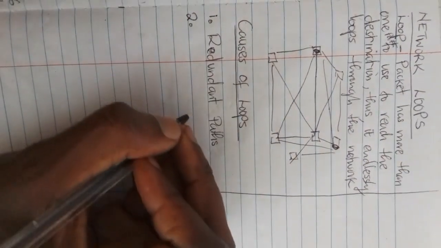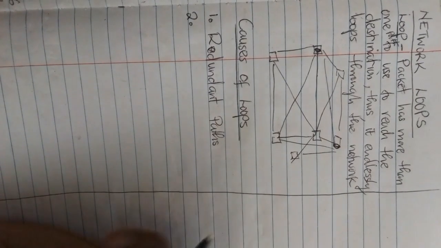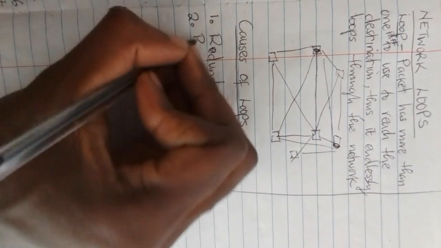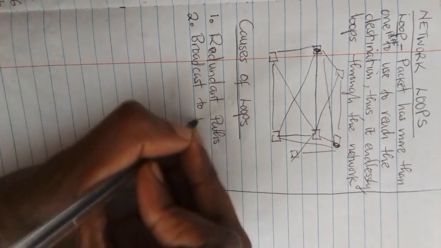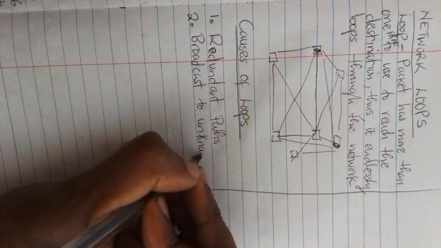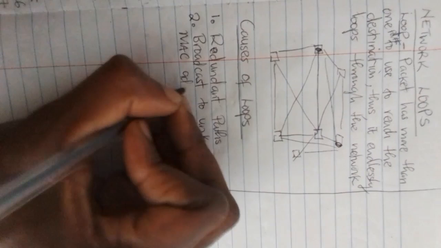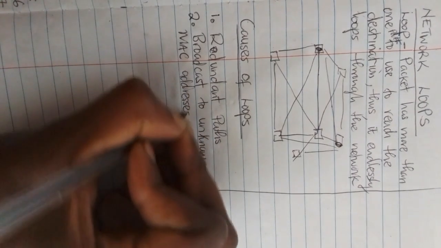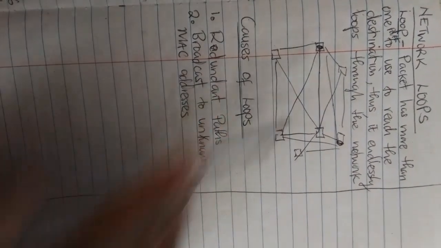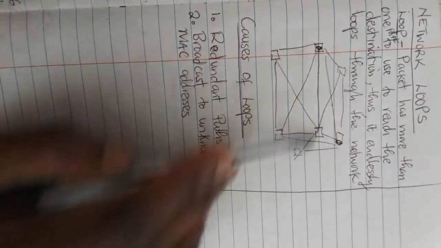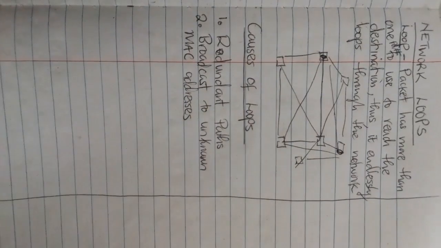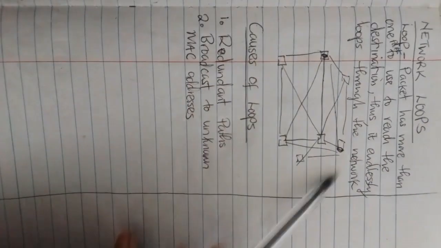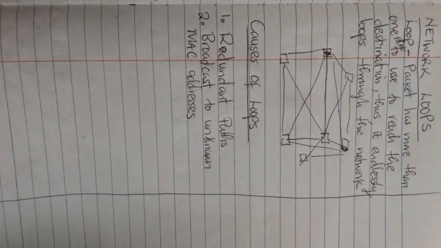The second cause is broadcasting to unknown MAC addresses. You broadcast a packet to unknown MAC addresses. So if you broadcast that the packet should go to a destination, or to destinations, with unknown MAC addresses, since those MAC addresses are not found in the network, the packet keeps on circulating in the network.